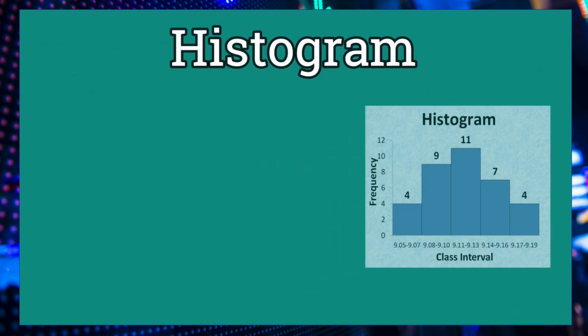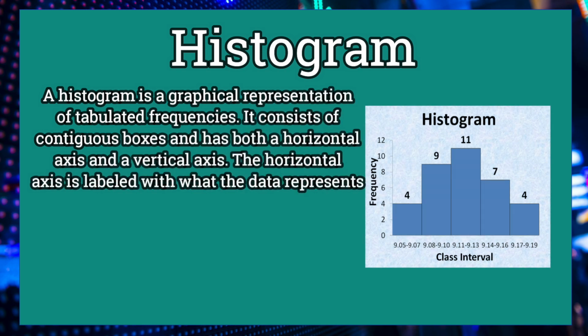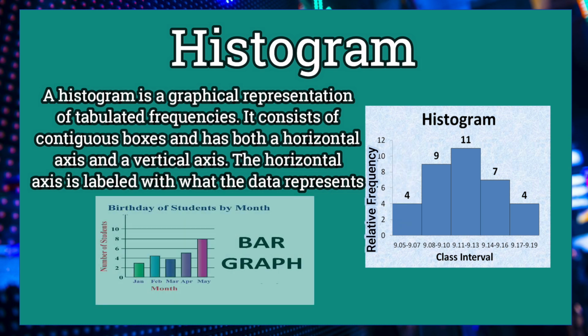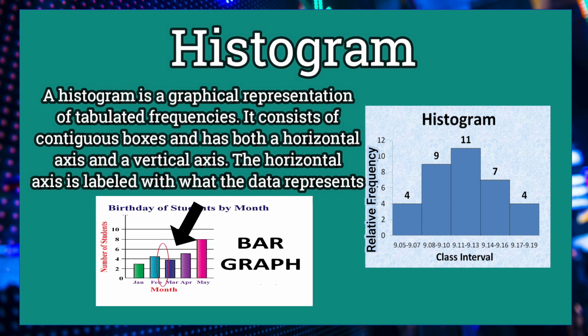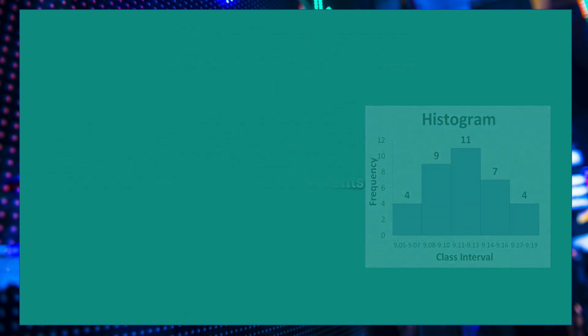What is histogram? A histogram is a graphical representation of tabulated frequencies. It consists of contiguous boxes and has both a horizontal and a vertical axis. The horizontal axis is labeled with what the data represents, for instance, the distance from your home to school. The vertical axis is labeled either frequency or relative frequency. It is different from the vertical bar graph and it has no gaps between the bars. The histogram can give you the shape of the data, the center, and the spread of the data.